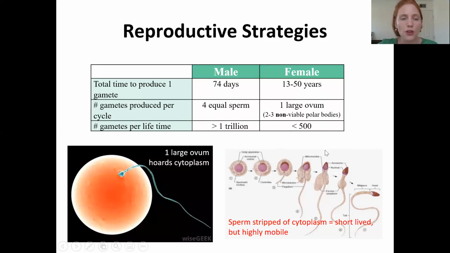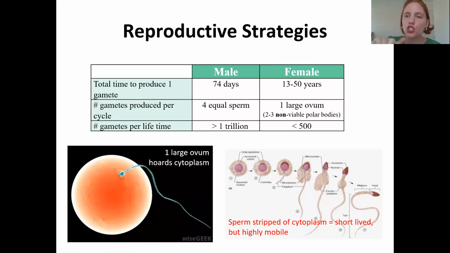Okay, so when you compare visually the egg and the sperm, remember that those eggs, the viable ones, really hold on to as much cytoplasm as they can at the expense of the other ones. So I like to think of it as putting all of your eggs in one basket. What I mean by that is it's better to have one big, high quality, lots of cytoplasm, gonna last a long time egg than it is to make a whole bunch of them.